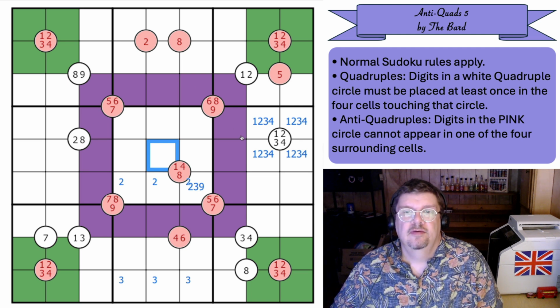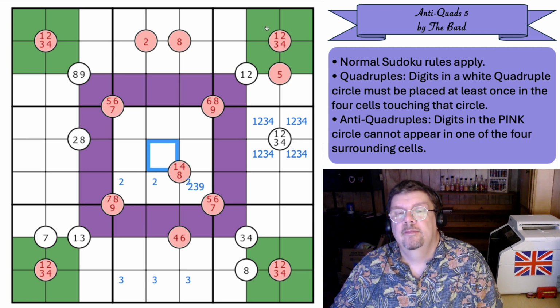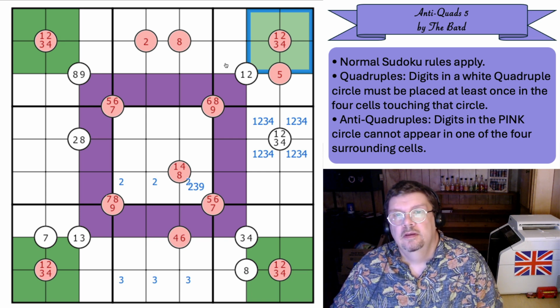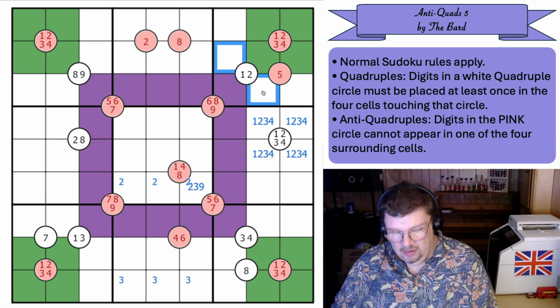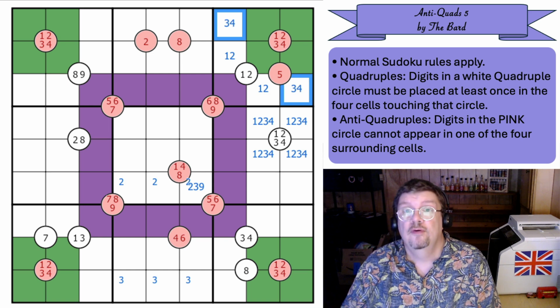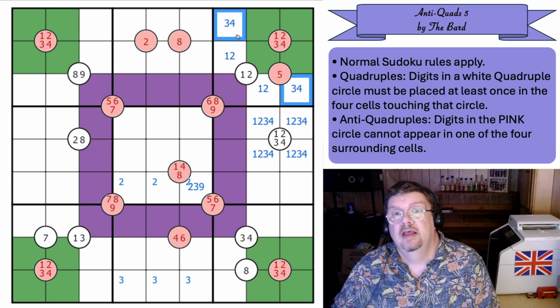Now that is very important. That means that we know that no green digit contains 1, 2, 3, and 4 because of these anti-quads. We therefore also know that no purple digit contains 1, 2, 3, and 4 because if they did, it would have to appear somewhere in the green. So that means that these are 1 and 2. That's the only places where 1 and 2 can go. And then these must be 3 and 4 because they're the only places left.